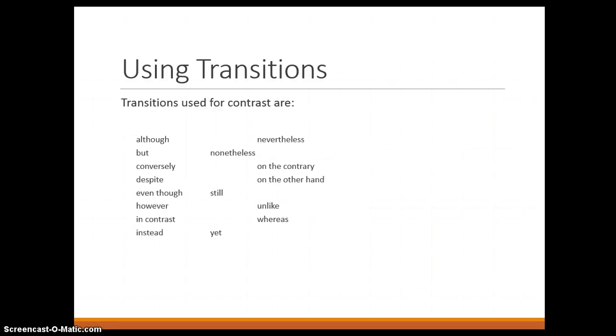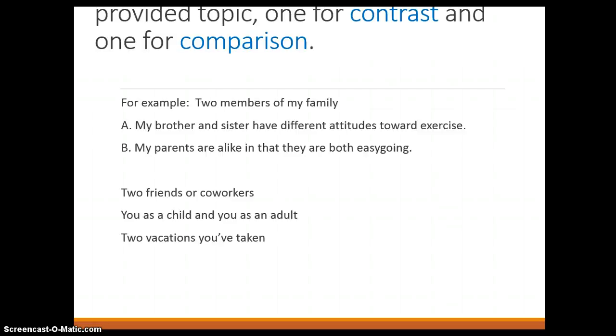Transitions used for contrasts, so you're telling how something is different, are these. And these are logical, but there's a few extra ones so you don't have to reuse the same one over and over and it becomes repetitive. So there's although, but, conversely, despite, even though, however, in contrast, instead, yet, still, nonetheless, nevertheless, on the contrary, on the other hand, unlike, and whereas. So that gives you quite a few to kind of play around with that might help with this.